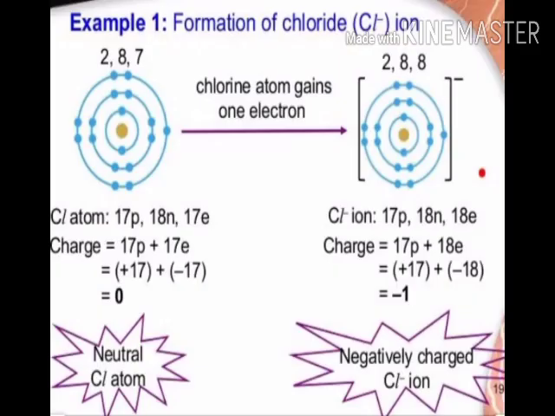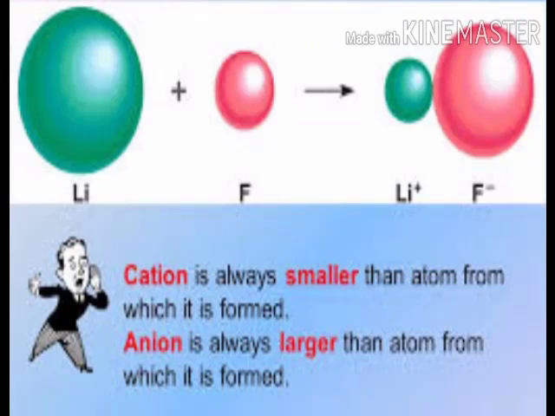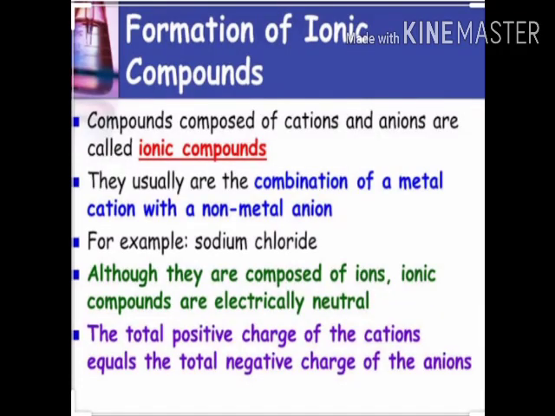In the following diagram, the formation of chloride ion is given clearly. We can see that the chlorine atom was having 2, 8 and 7 as an electronic configuration, but it gains 1 electron to complete its octet and forms a chloride ion with a charge of -1. Moving on to a fact: a cation is always smaller than the atom, and an anion is always larger than the atom from which they are formed.